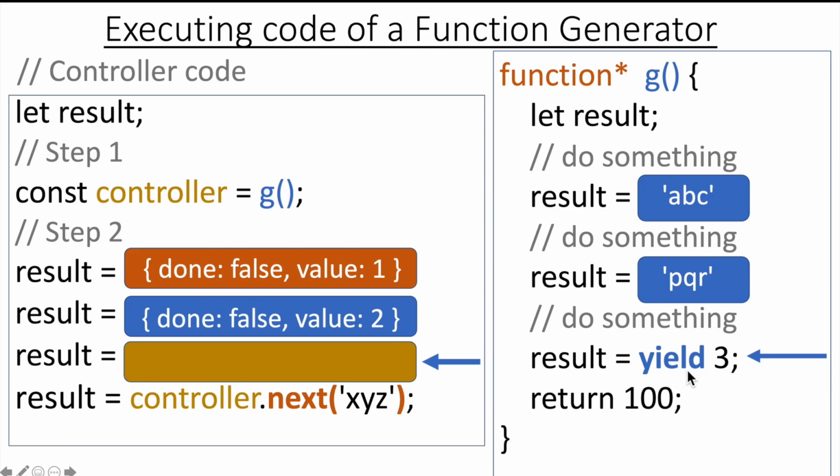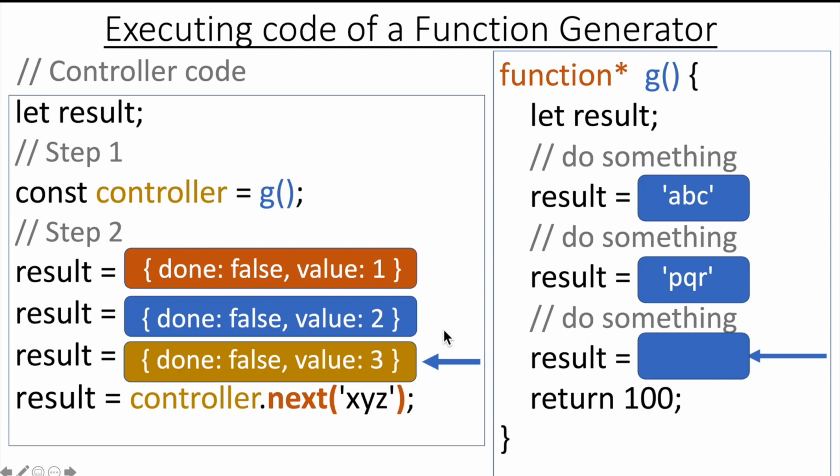line of code here. As you can guess, the execution will be paused over here and 3 will be transferred over here. So the execution gets paused and 3 will be transferred as part of a message over here. As you can see, the value is 3. Done is still false, indicating that there is still some code to be executed within the function generator body.